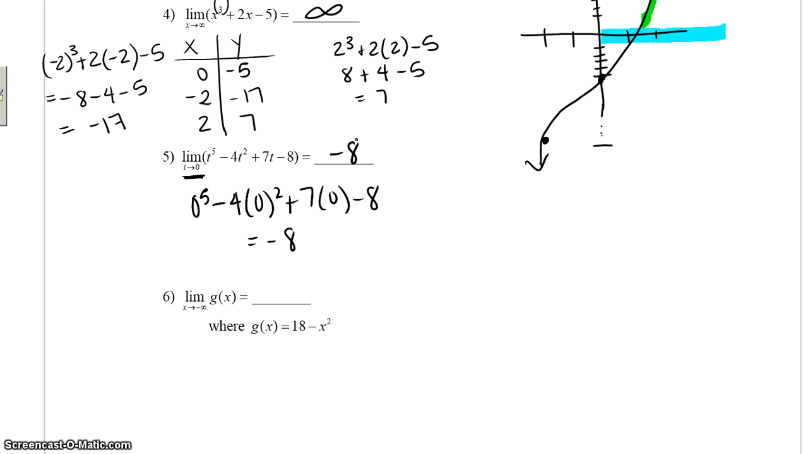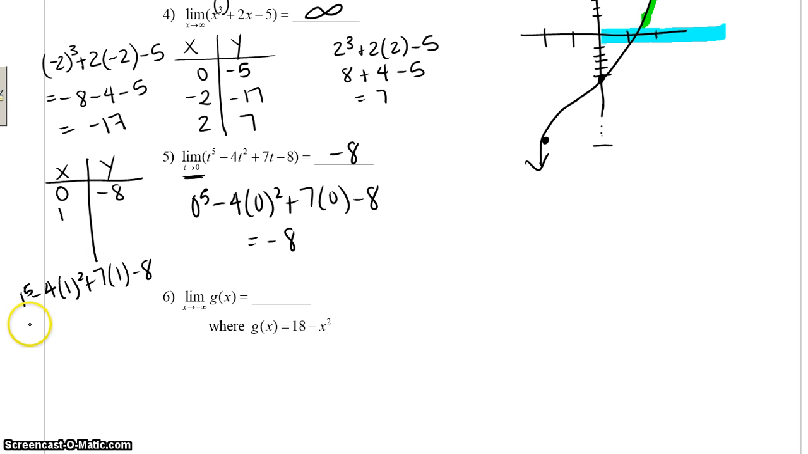And just to be sure, let's just map this out so we can see. So again, if we take some points, we know that if we plug in 0, we get negative 8. If we plug in 1, I'll do it down here. So we've got 1 to the 5th minus 4 times 1 squared plus 7 times 1 minus 8. You've got 1 minus 4 plus 7 minus 8. It's negative 3 plus 7 is 4, minus 8 is negative 4.